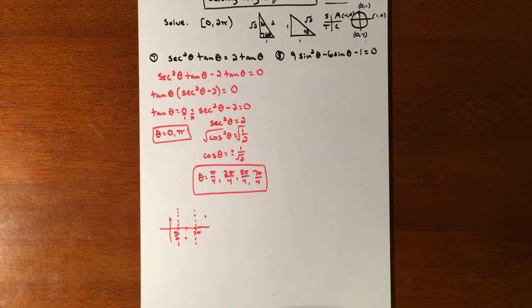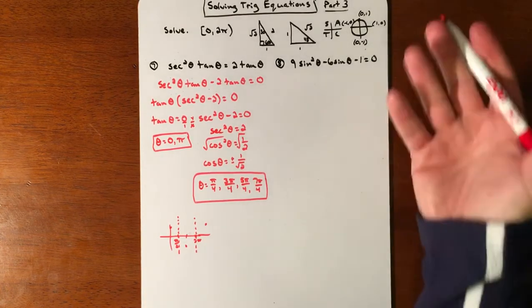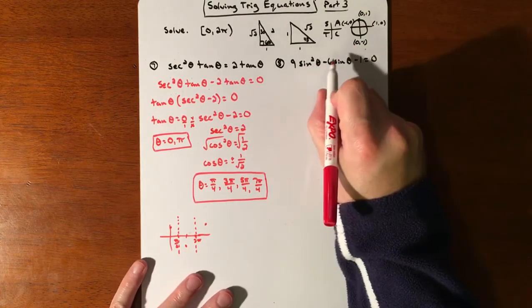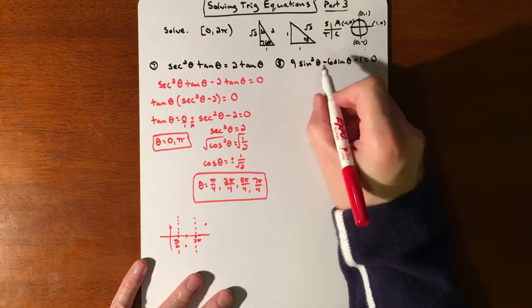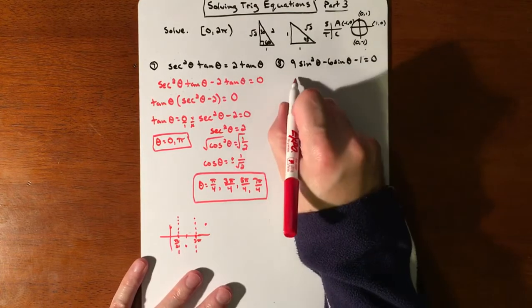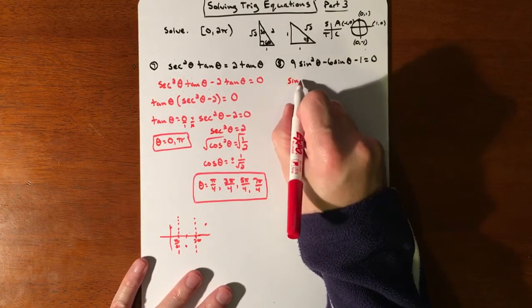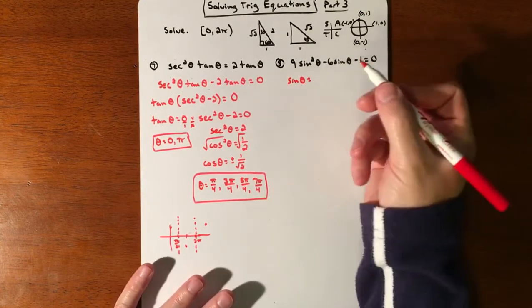So it turns out that it's not. If it's not factorable, how do you deal with that? Well, you can do the quadratic formula. But the difference is that it's not x here, it's sine of theta. So rather than x equaling, you're going to be doing sine of theta equaling, and then you do your quadratic formula.